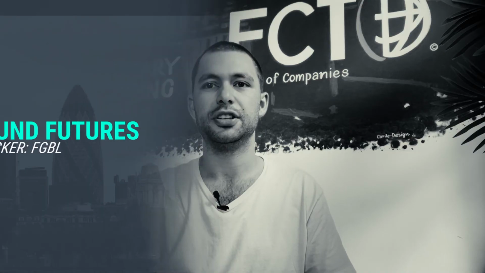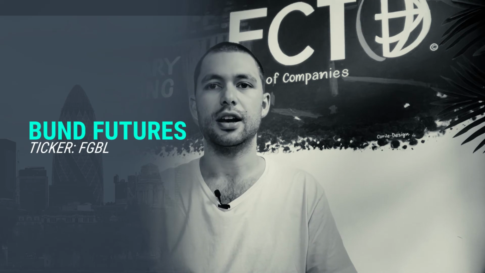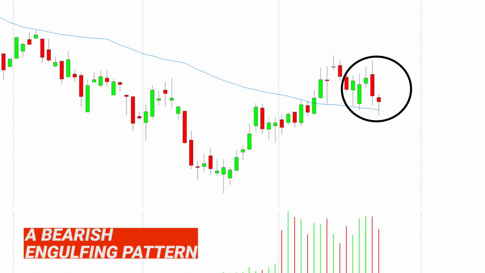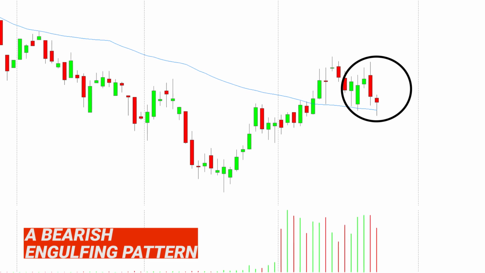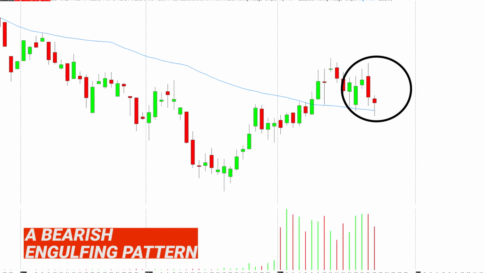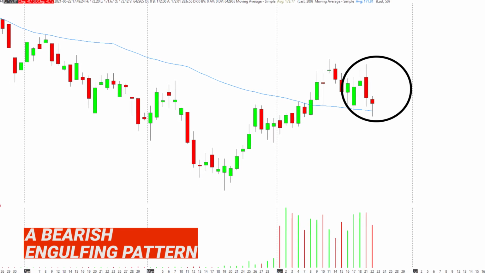Now the last one I've got for you today is the German 10-year government bond futures. Now this one is a bearish engulfing pattern, and you can see the market opened above the close of the previous day and then closed below the open of the previous day. And in doing so, it reversed.